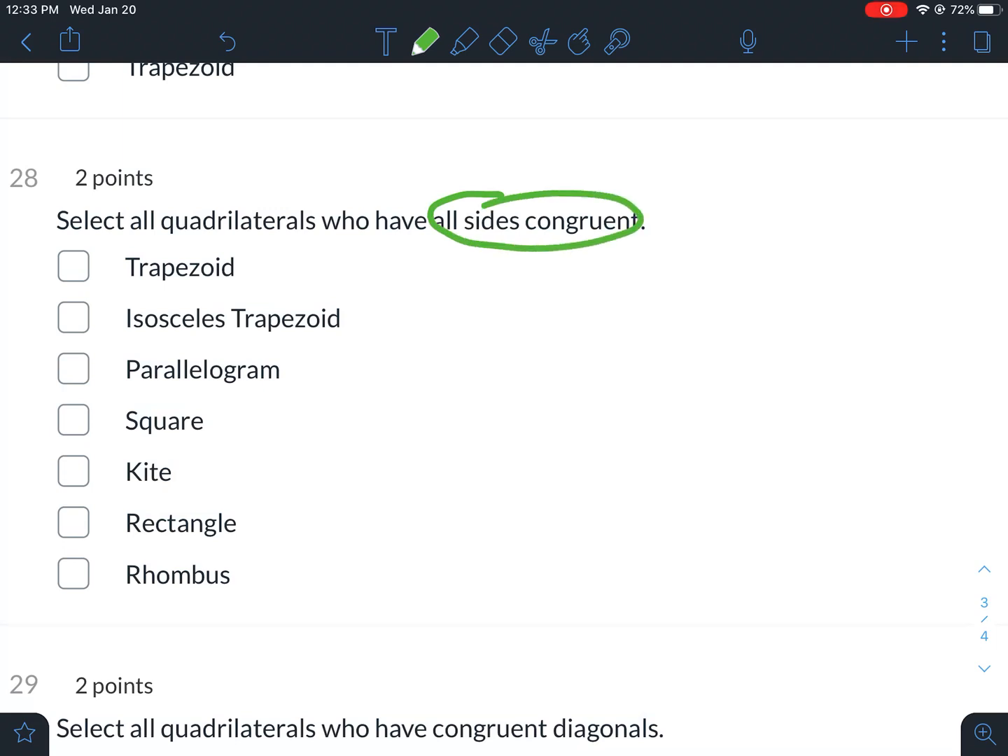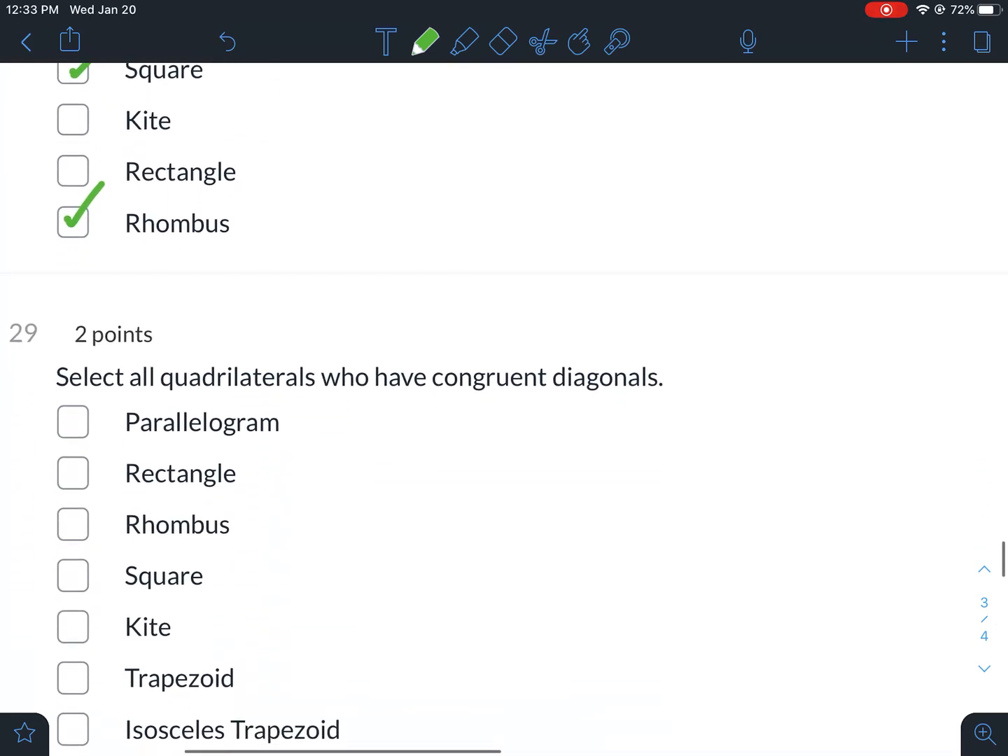All sides congruent. Okay, well, our favorite friend, the square. And then in addition to that, the rhombus also has that. All right, moving on to 29.